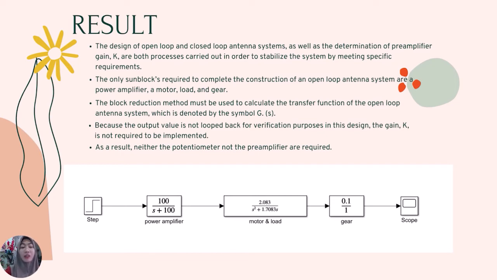Then the only blocks required to complete the construction of the open loop antenna system are a power amplifier, motor, load and gear. Then the block reduction method must be used to calculate the transfer function of the open loop antenna system, which is denoted by the symbol G(s).